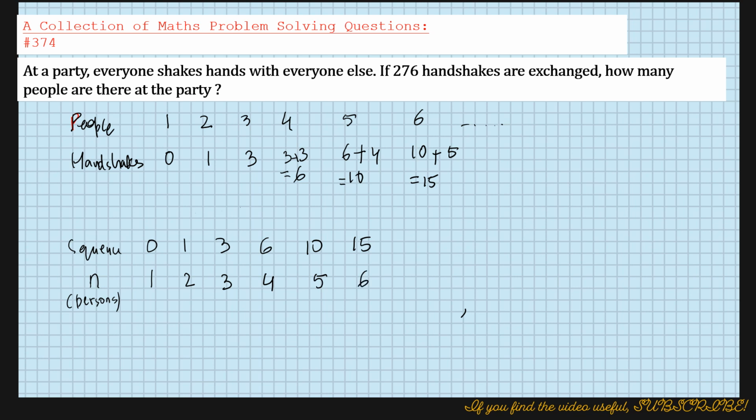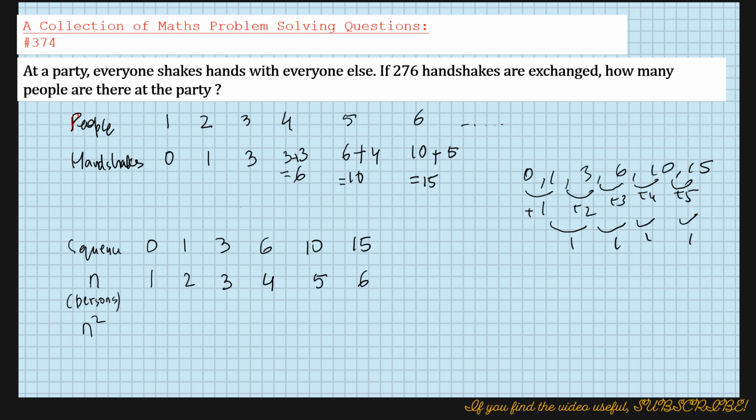So now you see this. If you look at the sequence 0, 1, 3, 6, 10, 15, and you do the differences, it is plus 1, then plus 2, plus 3, plus 4, and plus 5. So that's again the second level of difference: 1, 1, 1, 1. So definitely it's a quadratic sequence. So we're going to do n square.